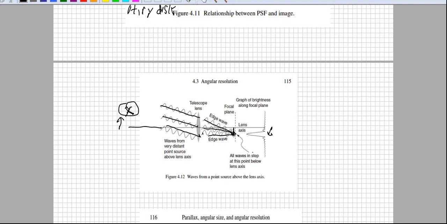It works left-right too, but again, we're taking a vertical slice through our lens. Notice that we still have the same point spread function. The peak is the same. It's just below the axis of the lens because the source was above the axis of the lens.